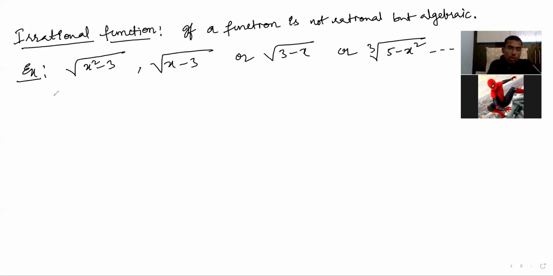Another example: f of x equal to x to the power of 3 by 2 minus x plus 2. This is not a rational function because x to the power of 3 by 2 is there. If this is not a rational function, automatically it becomes an irrational function. Very simple. Any algebraic function which is not rational becomes irrational.